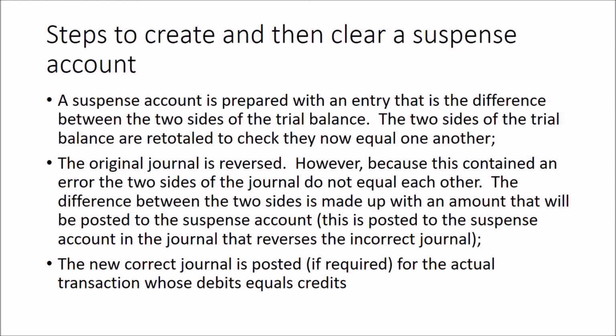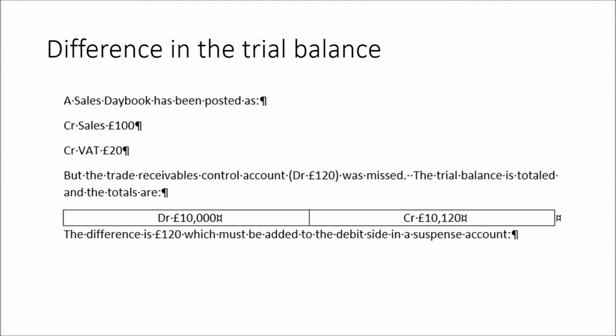Okay, so let's go through an example of this. Here we have a sales daybook, and it's been posted missing the amount posted to the trade receivables control account. We just posted the sales and we just posted the VAT, and we've missed off the debit in there.